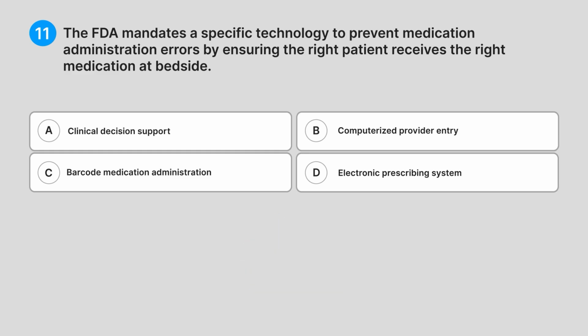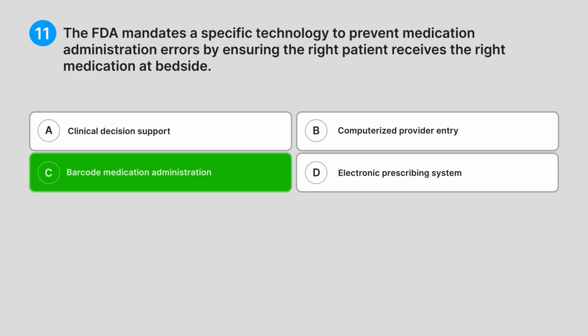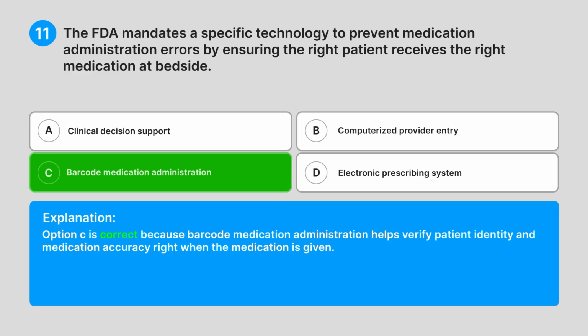Correct answer, C. Barcode medication administration. Explanation. Option C is correct because barcode medication administration helps verify patient identity and medication accuracy right when the medication is given.